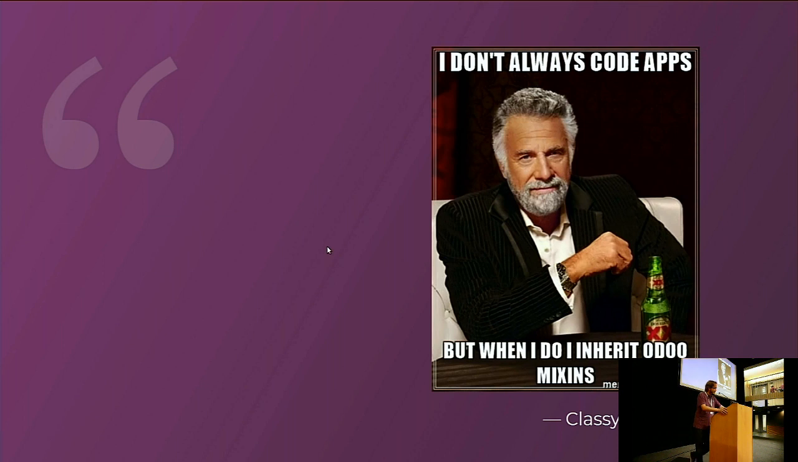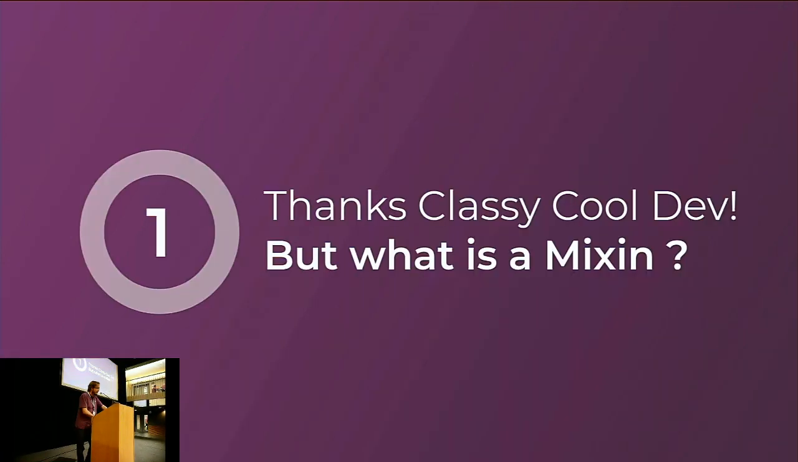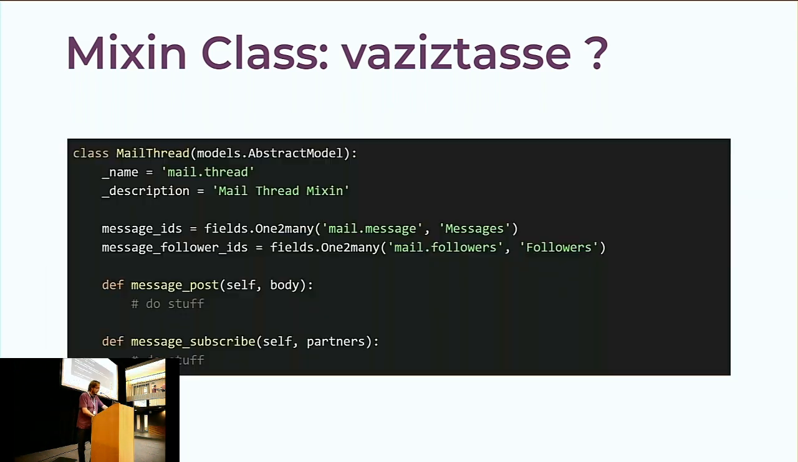Here is classical dev. He doesn't always code applications, but when he does, he inherits from Odoo mixins. Classical dev is a really cool developer. But you may wonder, what is a mixin? A mixin is a class that extracts transversal features. It's an abstract model, so it means it has no table, and you define a feature with abstract fields and some methods. Then with inheritance, you will give those fields and features to your class. For example, the messaging, so discuss, or the rating are available in several applications with this mechanism.